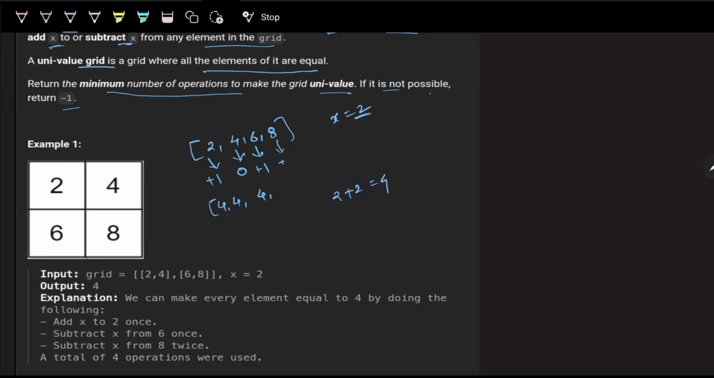Here I need 2 times because it is an 8. So I have to subtract from 8, 2 times: 8 minus 2 minus 2. So 2 times x I need, and it will become 4. Correct? So 1 plus 0 plus 1 plus 2, that is a total of 4 times I have used x. That's why the output for this test case is 4.